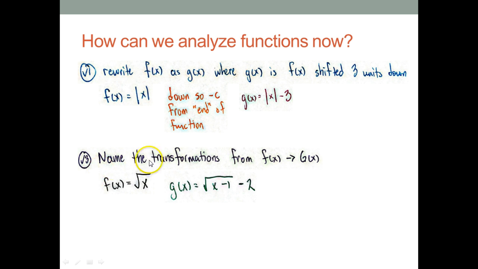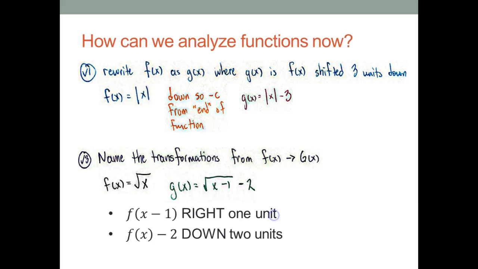In the same way, I can name the transformations that happen from f of x to g of x. I see here it's f of x minus 1, and that minus 1 is happening just to the x because it's still underneath the square root symbol. So I definitely know that x minus 1 is right 1 unit. Remember, that's the opposite of what we usually think. And if I look at the minus 2 at the end, notice it is not under the square root sign, so it's just at the very end of that function. I know now that it has moved down 2 units. That's a vertical shift.